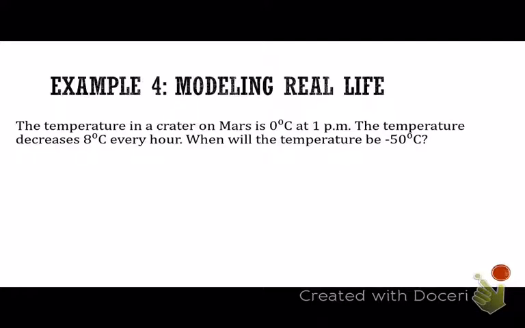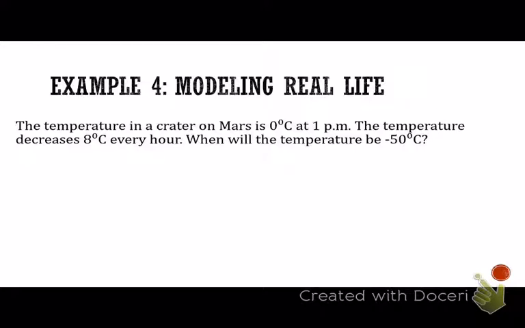The temperature in a crater on Mars is 0 degrees Celsius at 1 p.m. The temperature decreases 8 degrees Celsius every hour. At what time? That's what when means. When will the temperature be negative 50 degrees Celsius? Okay? So how much is it dropping every hour?